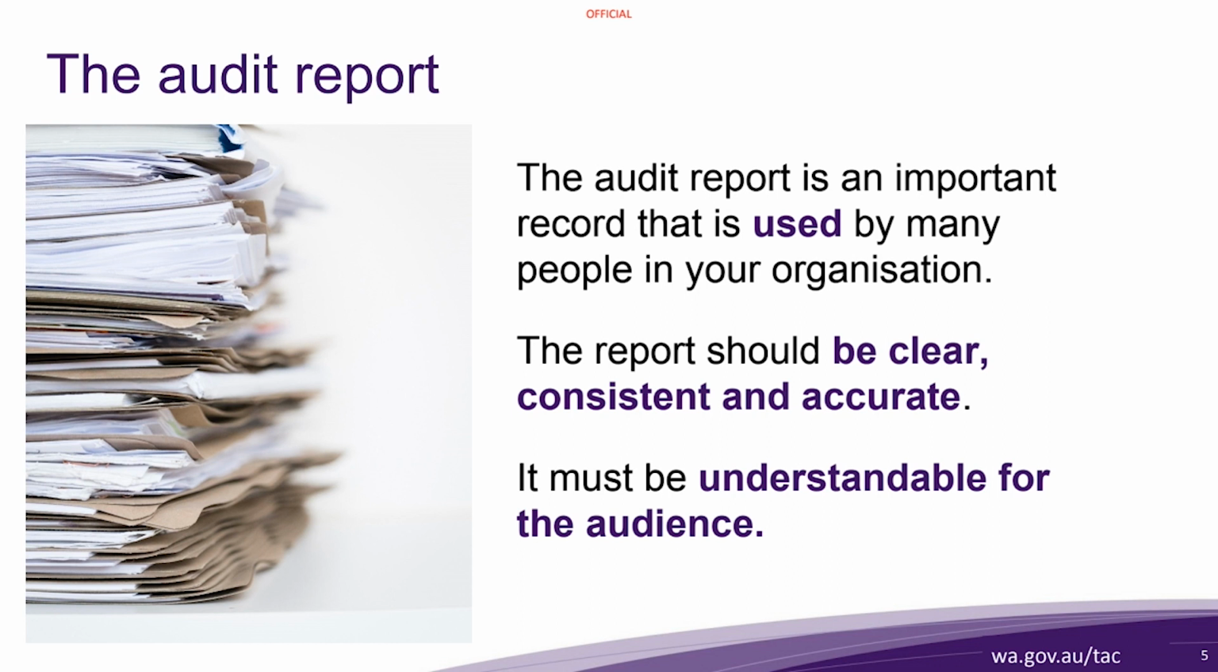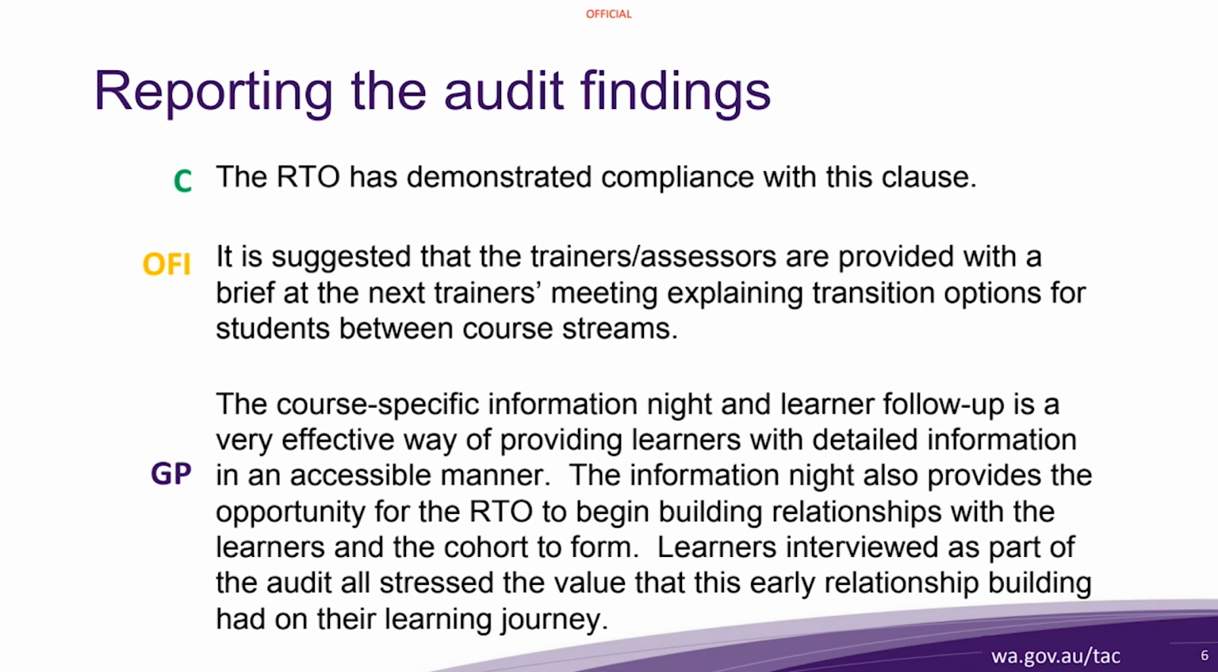And so when we are reporting audit findings, typically there's 4 things that we will report. 3 of them sit on this slide. So compliance is the easiest of all. When we are reporting compliance, we will say that you have demonstrated compliance with a clause. So that's the simplest one.